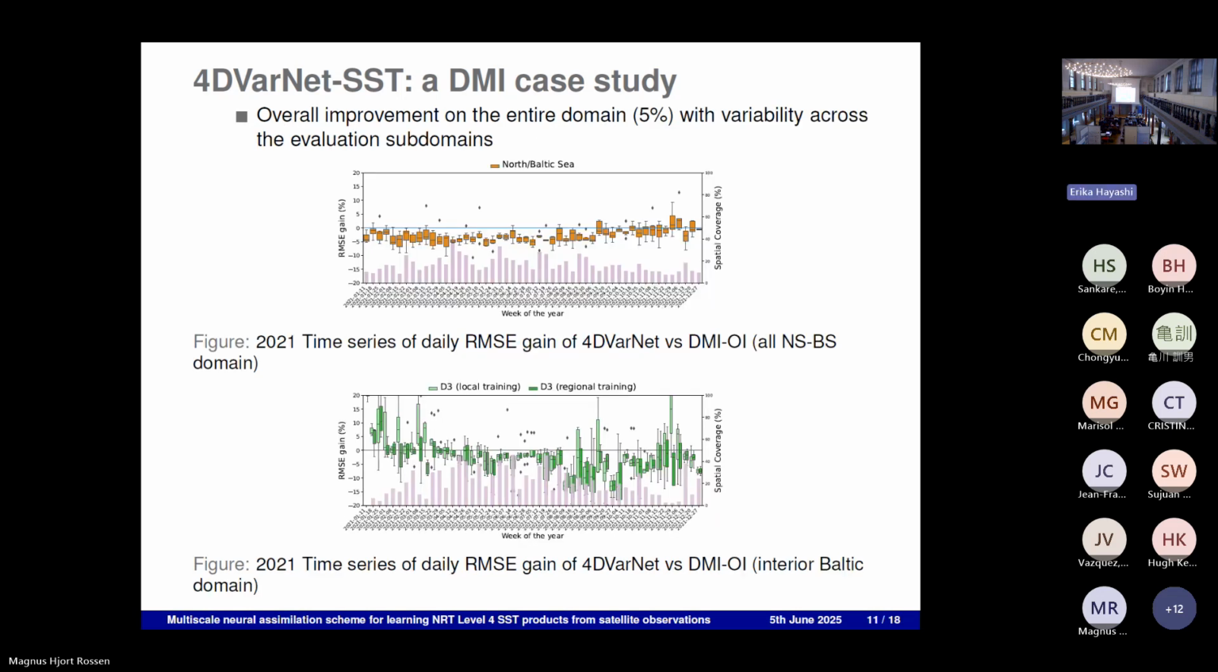Same thing here with spatial RMSE. We plot a weekly box plot of this spatial RMSE over the year 2021. You can see on the top panel, the orange box plots, that we again perform better than the DMI OI scheme. And on the specific interior Baltic Sea subdomain in the bottom panel, again, we mostly outperform the scheme, even if we have some variability during winter seasons.